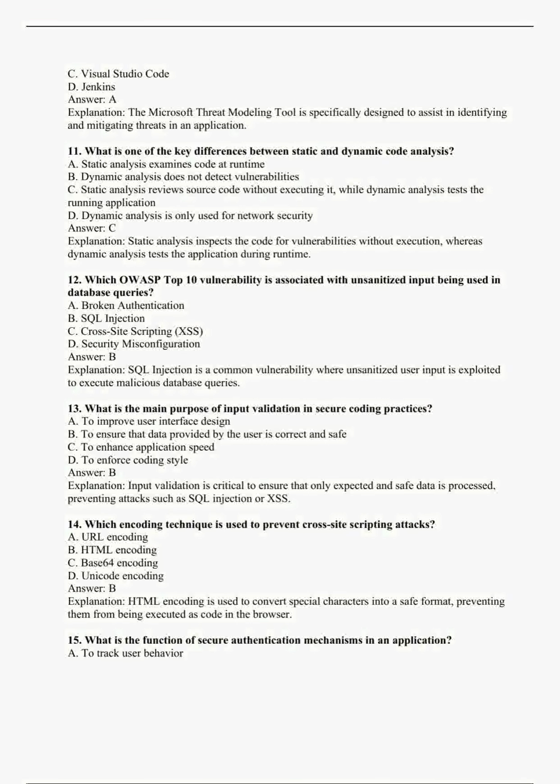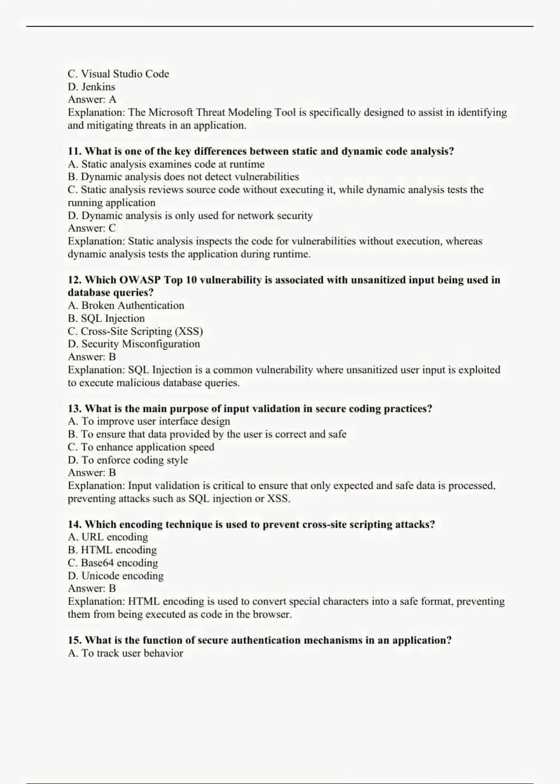14. Which encoding technique is used to prevent cross-site scripting attacks? A. URL encoding. B. HTML encoding. C. Base64 encoding. D. Unicode encoding. Answer: B. Explanation: HTML encoding is used to convert special characters into a safe format, preventing them from being executed as code in the browser.